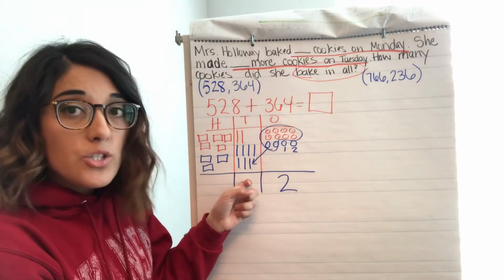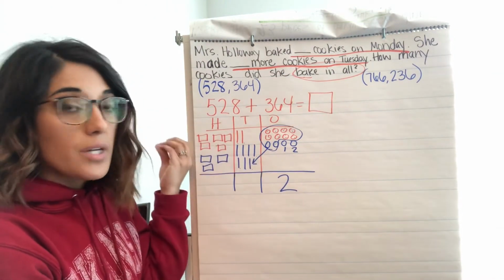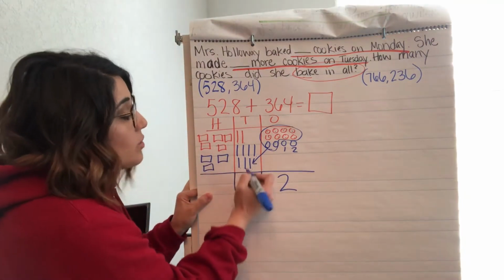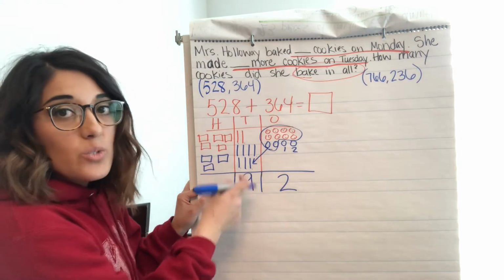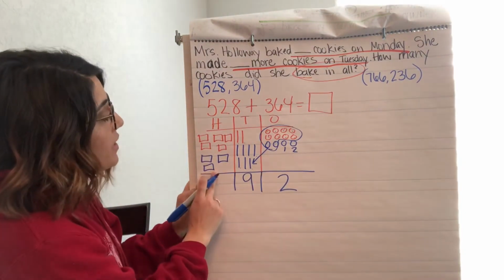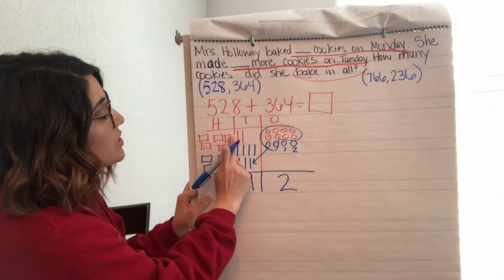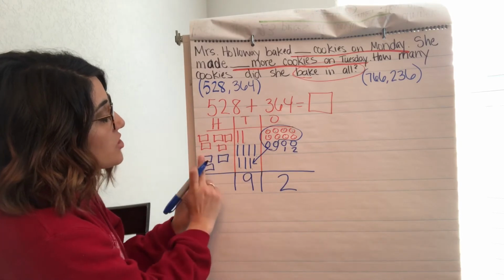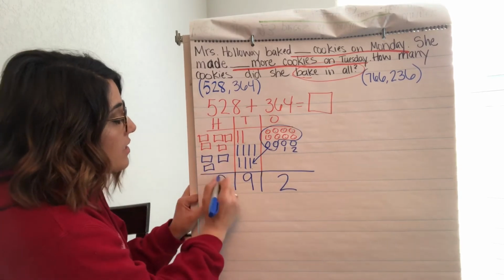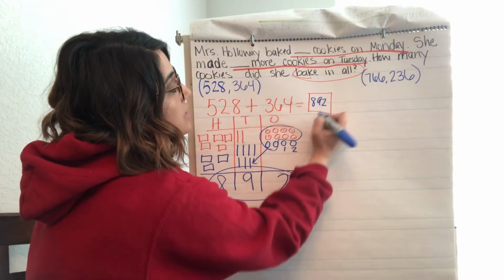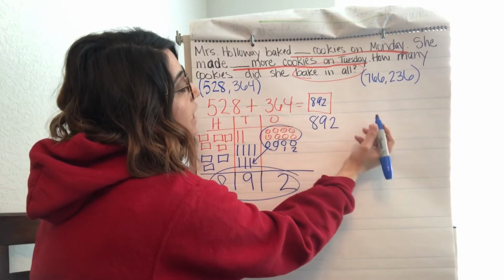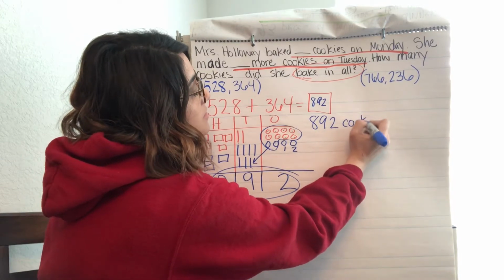I do not have 100 or more, so I do not need to group 100 and move it over. I have 90, but I'm gonna put a 9 right there for 9 tens, which is the same as 90. And then let's count up our hundreds. So 100, 200, 300, 400, 500, 600, 700, 800. So our answer is 892. To label that would be 892 cookies.